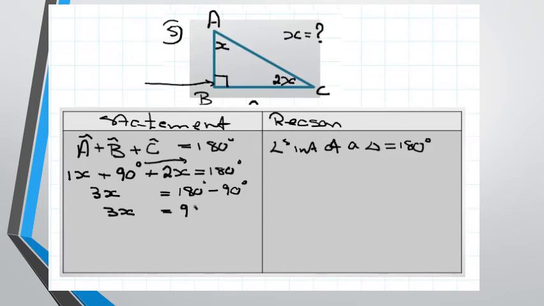Then if I grab my pencil quickly again, I see on the left divide by 3 so that it can cancel, and then I know what I do on the left I must also do on the right. So therefore I'm going to have an answer of x, and 90 divided by 3 is going to leave me with the answer, namely 30 degrees. So therefore I have the answer x which I needed to solve.